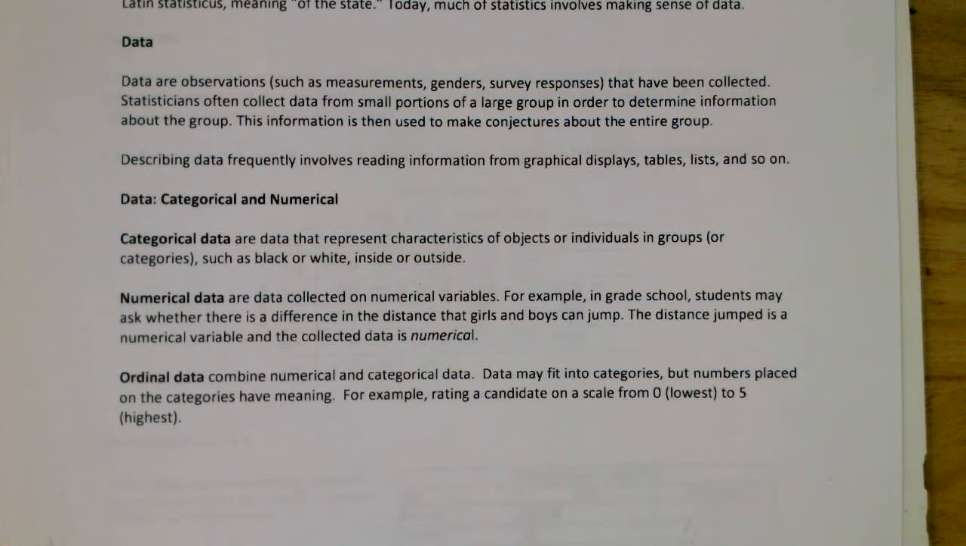Ordinal data combines the two, numerical and categorical data. So data may fit into categories, but the numbers placed on those categories have meaning. For example, the rating of a candidate on a scale from 0, meaning the lowest, to 5, which is the highest. Some survey responses have numbers on them, which is pretty much categorized in a way from 0 to 5, let's say, or from 1 to 5.